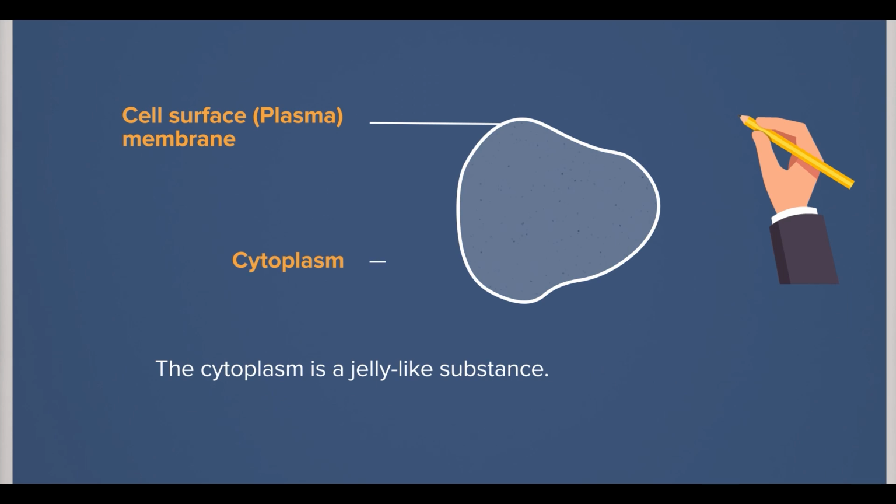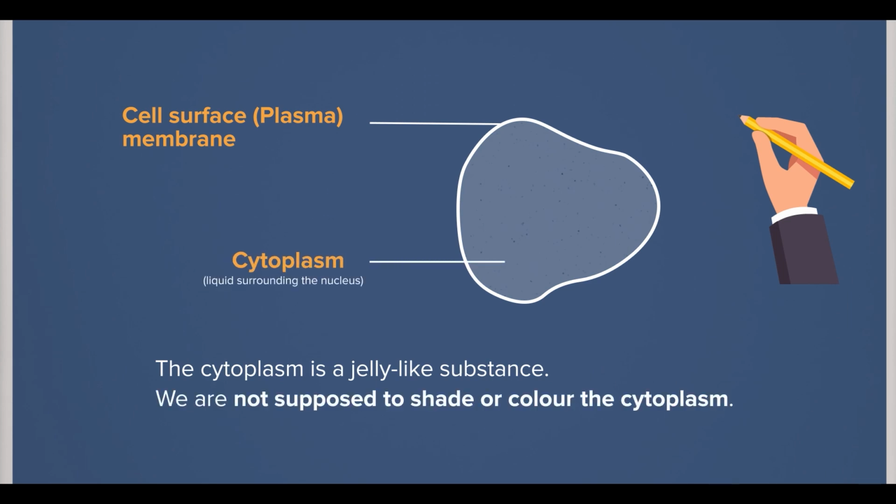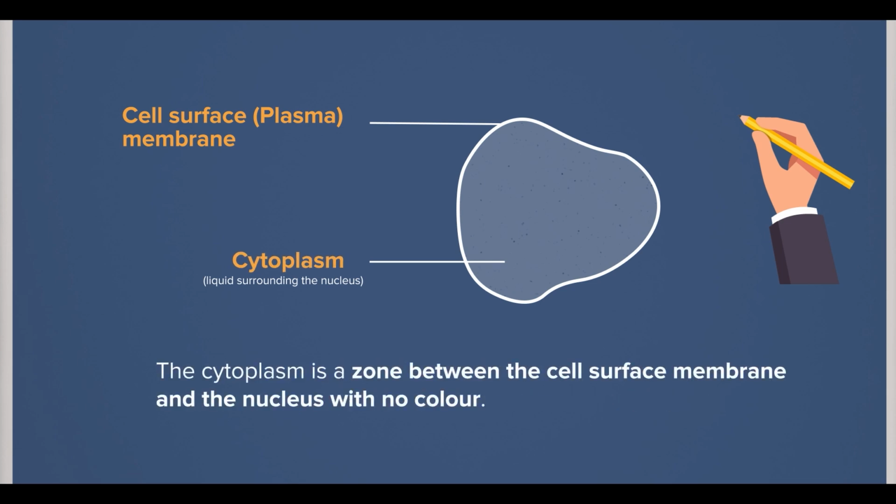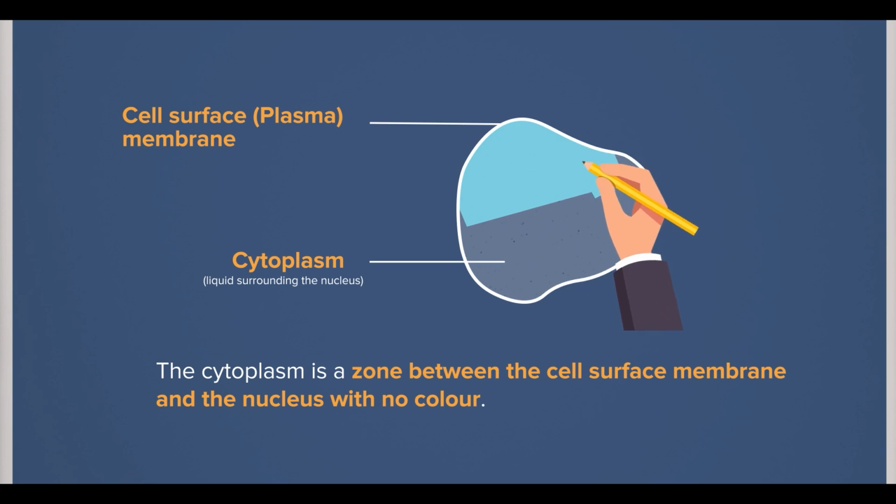The cytoplasm is a jelly-like substance. Remember, we are not supposed to shade or color the cytoplasm. The cytoplasm will be drawn as a zone between the cell surface membrane and the nucleus with no color. For this diagram, I'm making it easier for you to see the cytoplasm, and thus I've colored it.